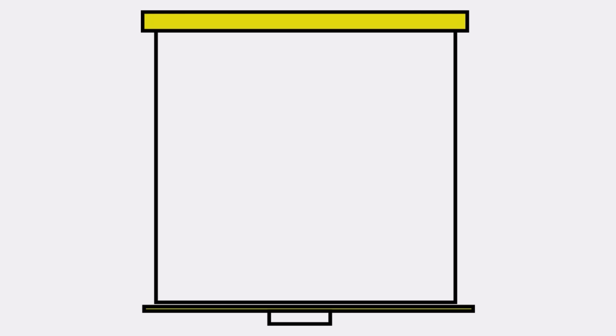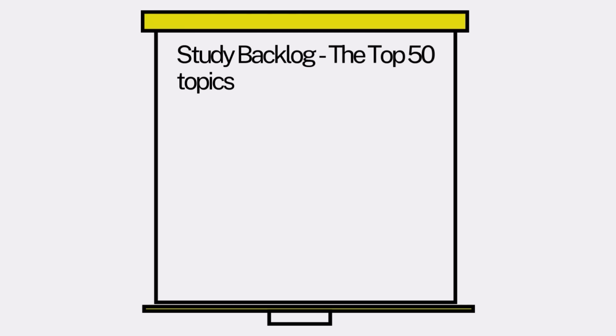We will cover the exam preparation in 6 parts. First, the study backlog. Here we will see the major topics for the exam and their priority or weightage. I've handpicked a list of 50 topics which are crucial to pass the PMP exam. This is based on the 80-20 rule. Most of the questions come from a few major topics.